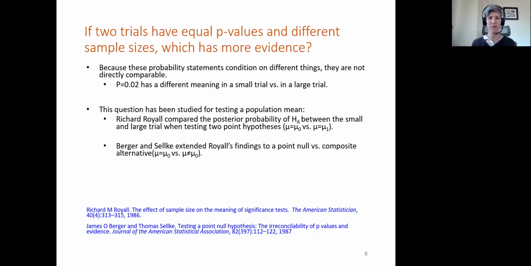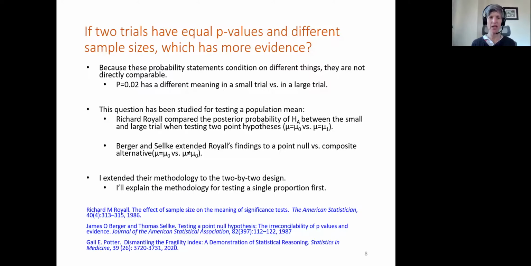Well, it's been studied before in the context of testing a population mean by analyzing the posterior probability of a treatment effect, which is more scientifically interesting and relevant than the p-value. Richard Royall studied it for comparing 2 point hypotheses. Berger and Selke studied it for a point null and a composite alternative, and I extended their methodology to the 2x2 design. So I'm going to explain the methodology to you for a single proportion.